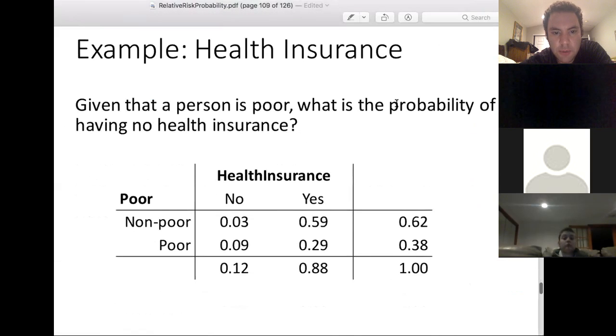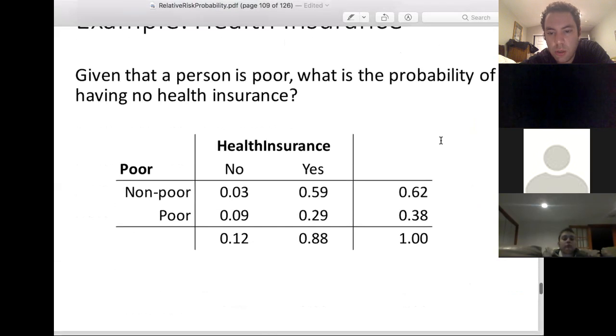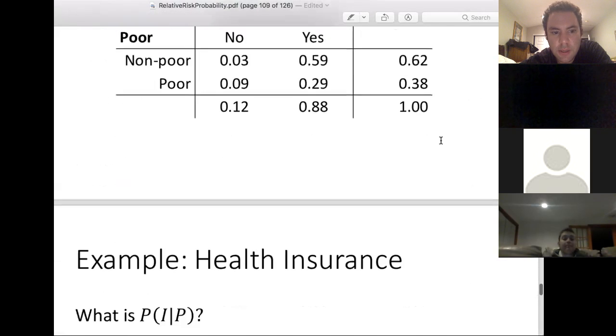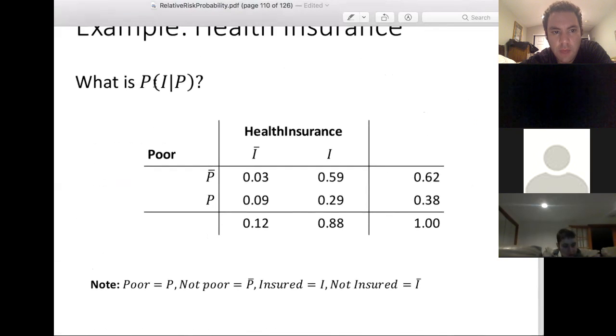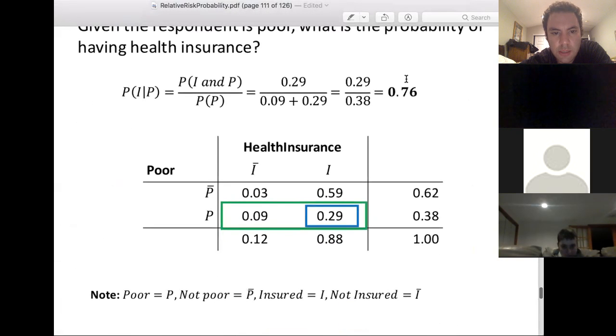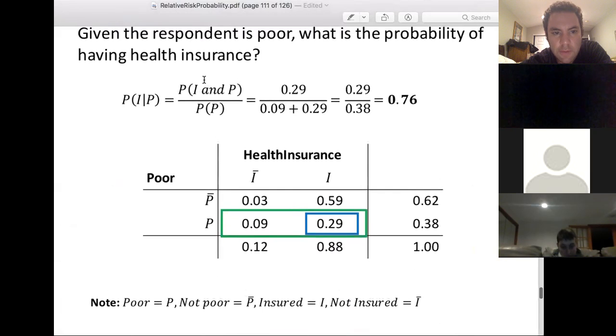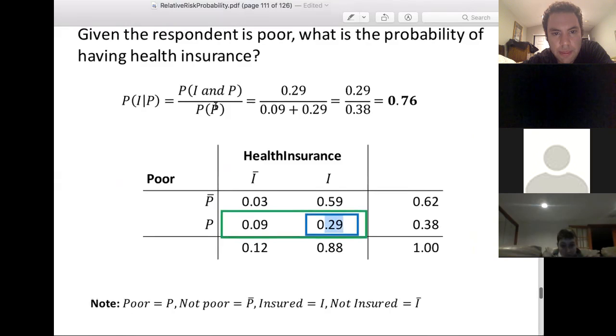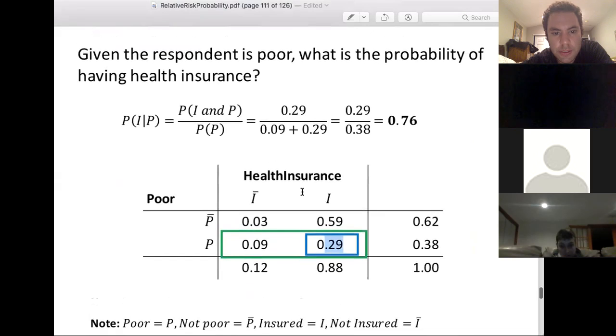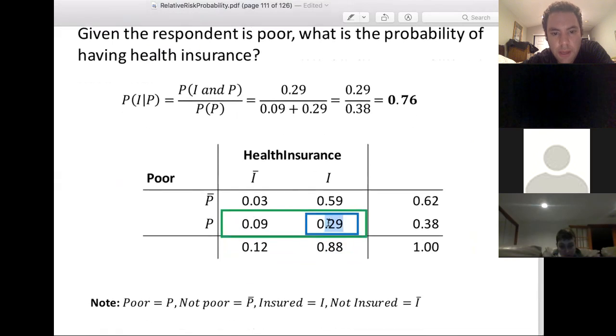So here's back to the example of health insurance. Given that a person is poor, what is the probability of having health insurance? This is how we calculate it. We're looking at the probability of those who have insurance and are poor, which is 0.29. We're dividing it by the probability of being poor, which is this 0.09 plus the 0.29, which is equal to 0.38. So we're taking 0.29, dividing by 0.38, and we get 0.76.